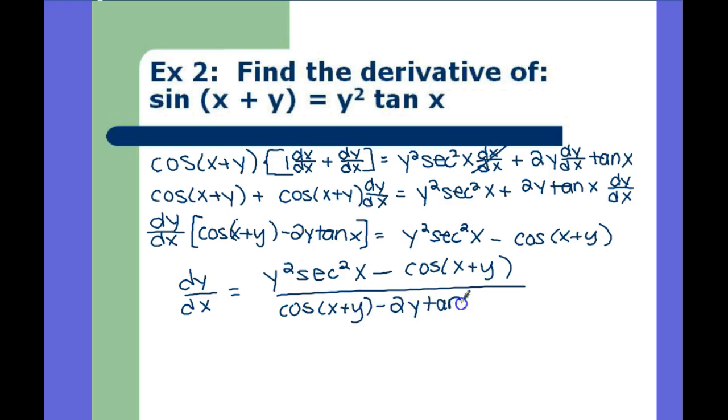And please do not cancel the cosine(x plus y). Do not. They are in numerator and denominator jail because they're being subtracted in those. So you cannot cancel cosine(x plus y). I promise on our quiz, someone will. That's what I'm saying. It always happens. I will sit here and say, do not. And then every time I'm like, no.